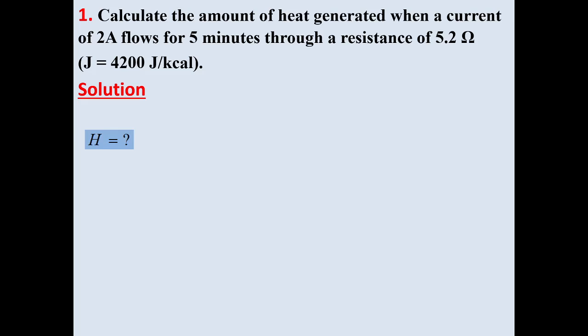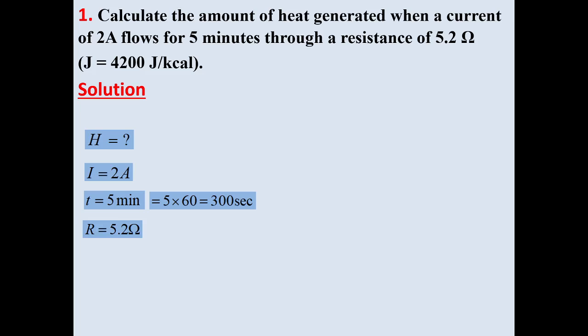Current of 2 ampere is given, so capital I is equal to 2 ampere. For 5 minutes, so time t is equal to 5 minutes, convert to second, so 5 into 60, that is 300 second. Resistance of 5.2 ohm is given, so capital R is equal to 5.2 ohm. Value of Joule's constant is also given.